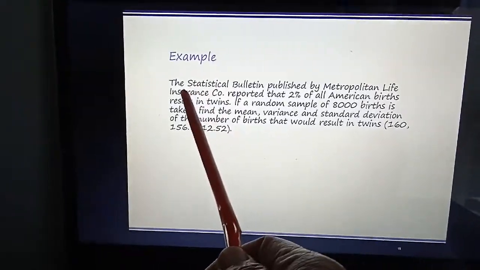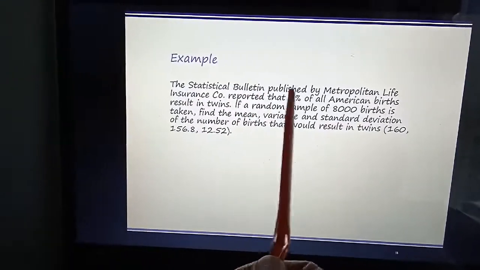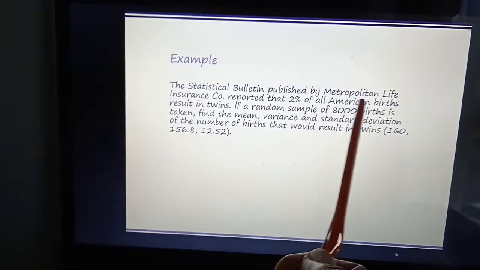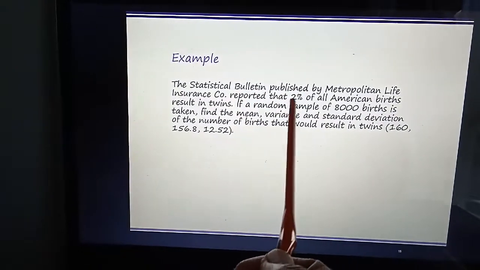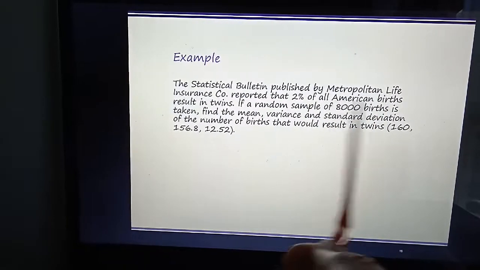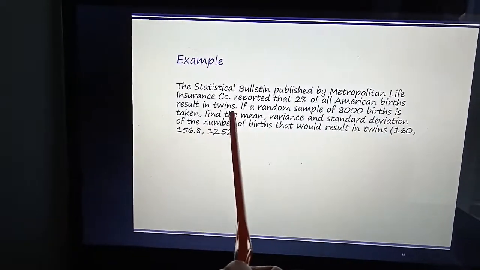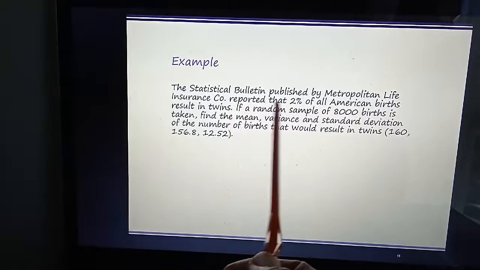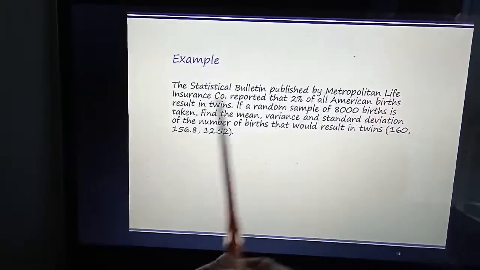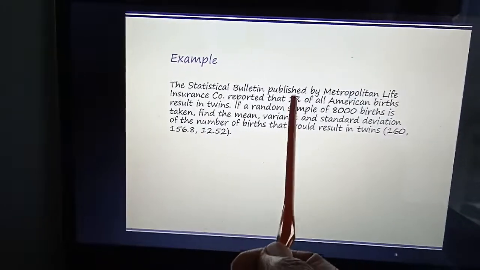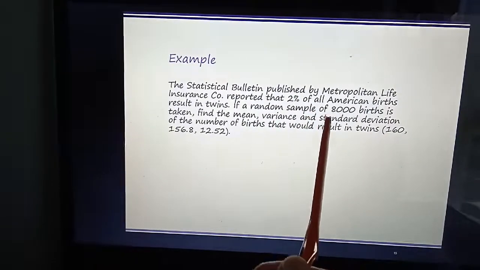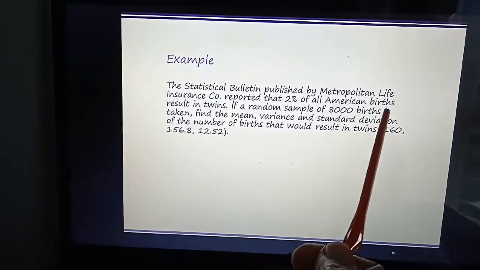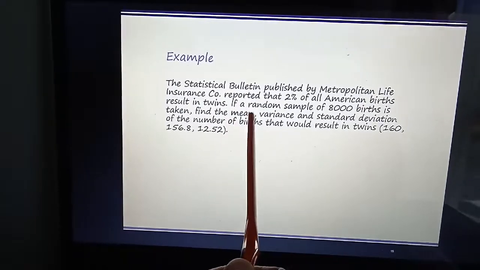For example, the statistical bulletin published by Metropolitan Life Insurance Company reported that 2% of all American births results in twins. It means that the probability that an American birth results in twins is 0.002. If a random sample of 8,000 births is taken, find the mean.